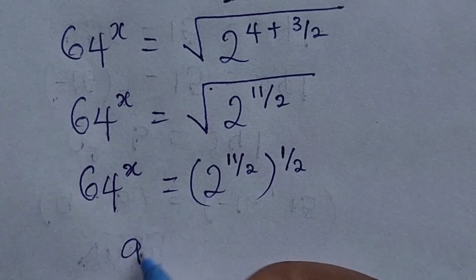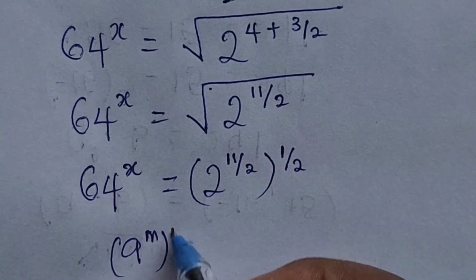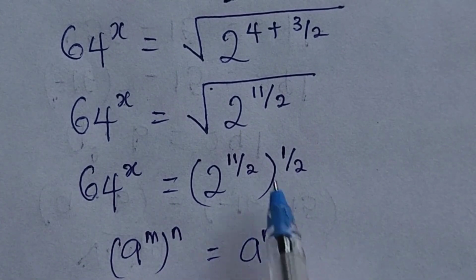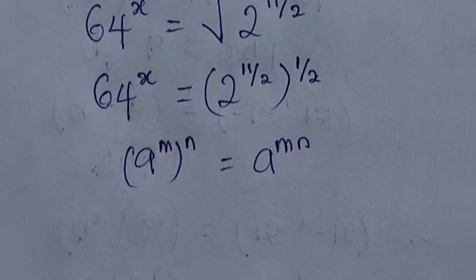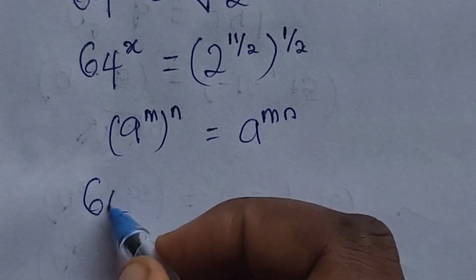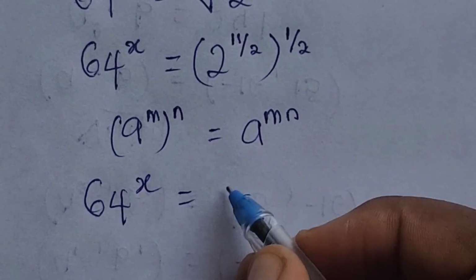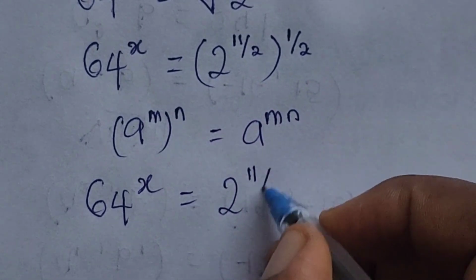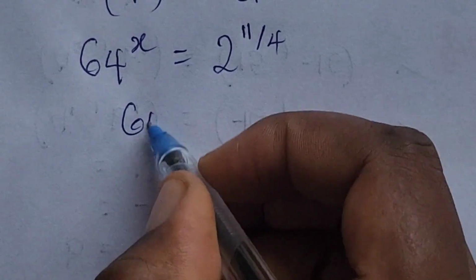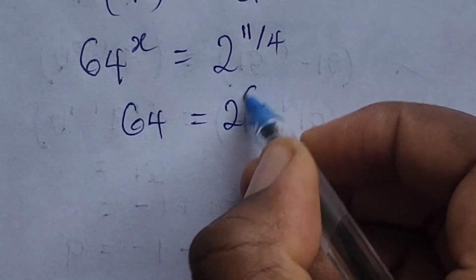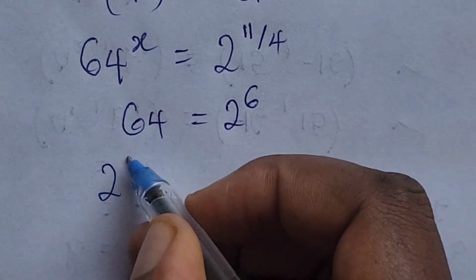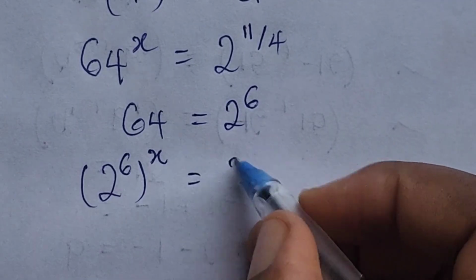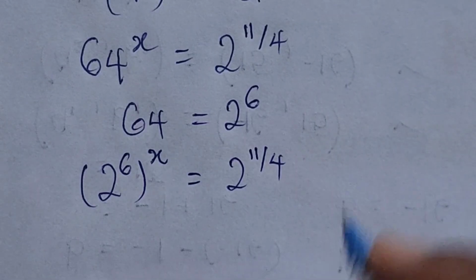But when we have a to the power of m further raised to the power of n, this is equal to a to the power of mn. So we'll be multiplying these powers. We have 64 to the power of x is equal to 2 to the power of 11 over 4. As 64 is equal to 2 to the power of 6, we have 2 to the power of 6 further raised to the power of x is equal to 2 to the power of 11 over 4.